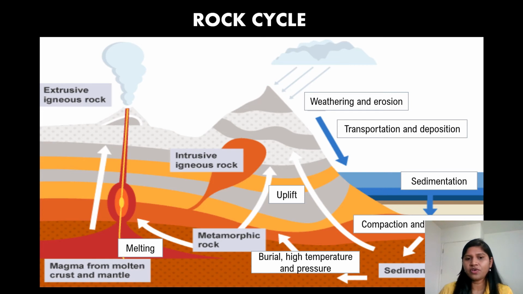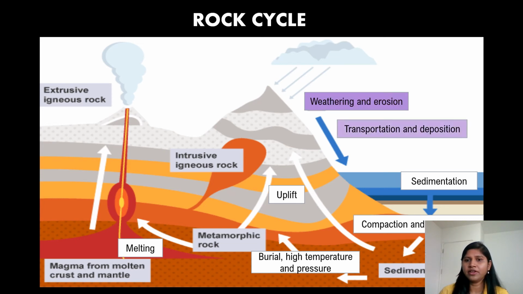So igneous rocks can form metamorphic or sedimentary rock. Metamorphic rocks can form igneous rocks or sedimentary rock, and sedimentary rock can form igneous or metamorphic rock. So each rock can be formed into a new type of rock. This cycle of rocks changing from one form to another form is called the rock cycle.